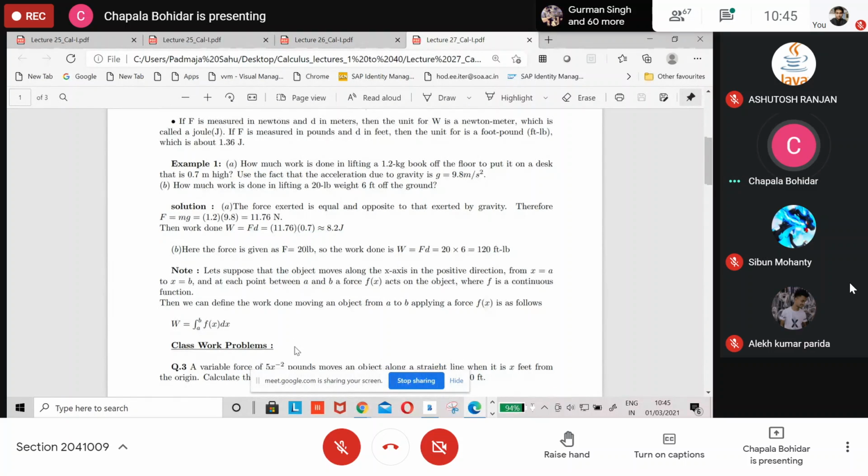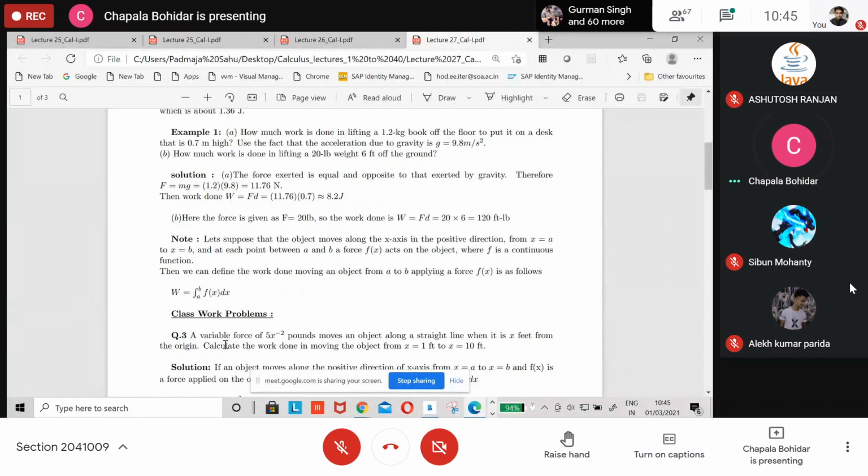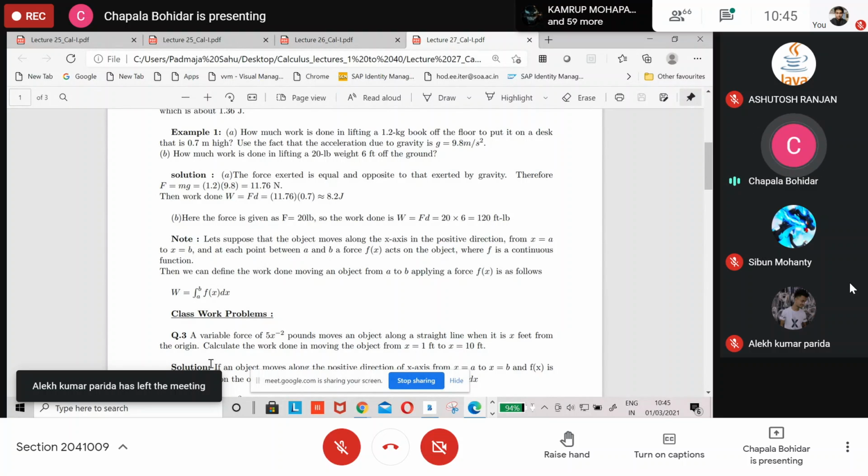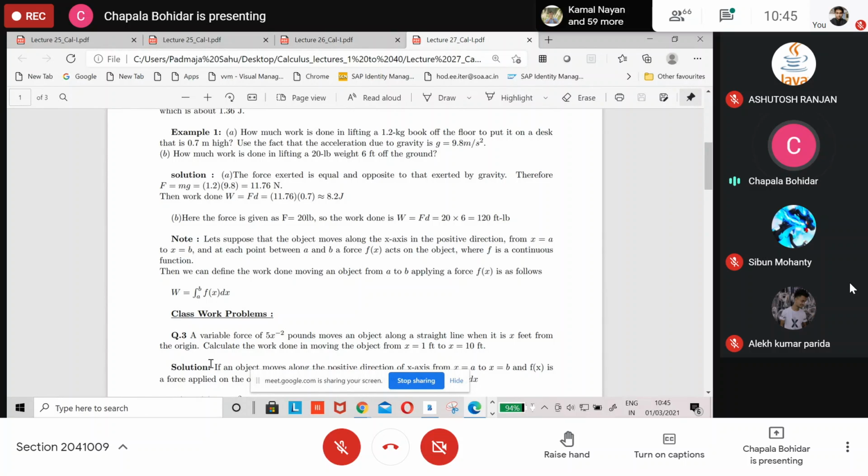So here, your classwork problems are 3 and 14. A variable force of 5 x to the power minus 2 pounds moves an object along a straight line when it is x feet from the origin. Calculate the work done moving the object from x equal to 1 to x equal to 10 feet.